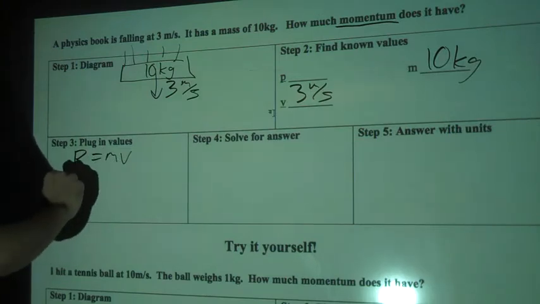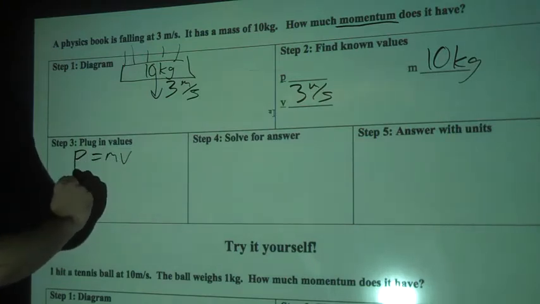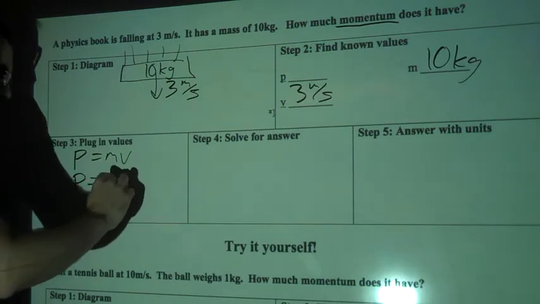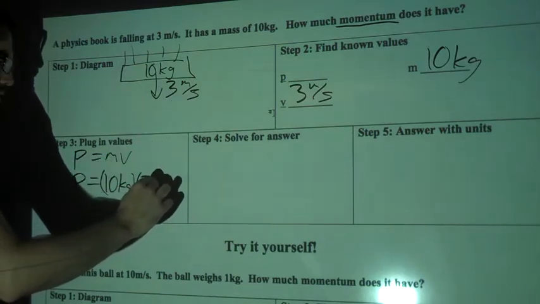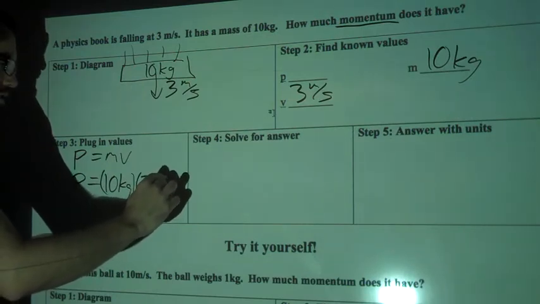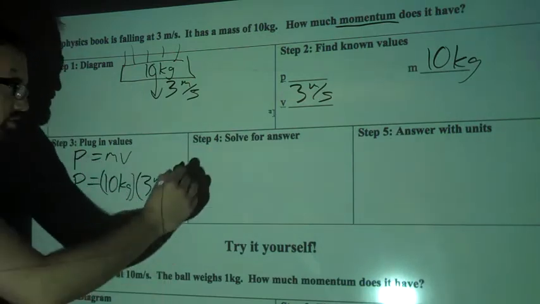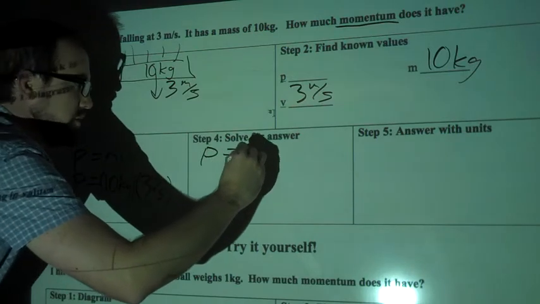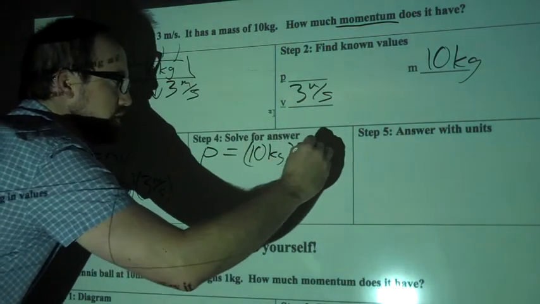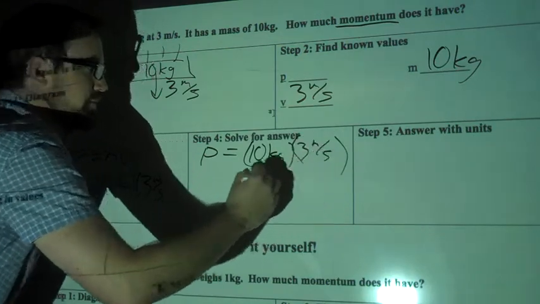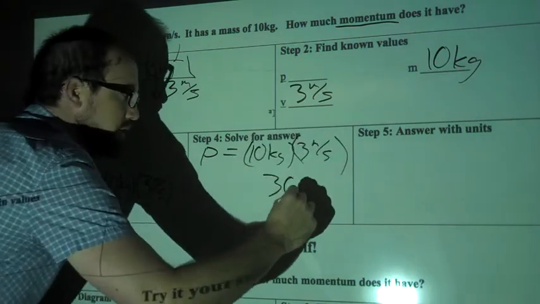So momentum, which we don't know yet, is just going to be P. And then my mass is 10 kilograms, and the velocity is 3 meters per second. So solve for answer. Obviously, this is a pretty easy question. We have 10 kilograms times 3 meters per second. 10 times 3 gives me 30.